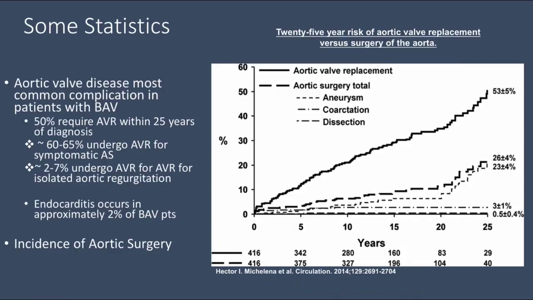We also know that bicuspid aortic valve is associated with a significant amount of morbidity. So over 50%, as you can see from this curve, require an aortic valve replacement within 25 years of diagnosis. And most often, they will require AVR for symptomatic AS, but there's a smaller but not trivial number that actually require an AVR for isolated aortic regurgitation, up to 7% in some studies.